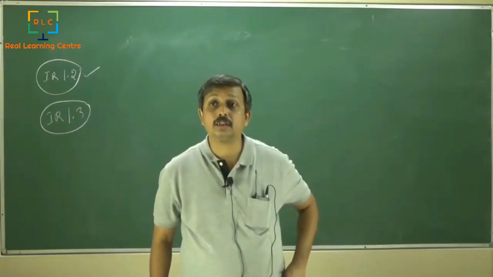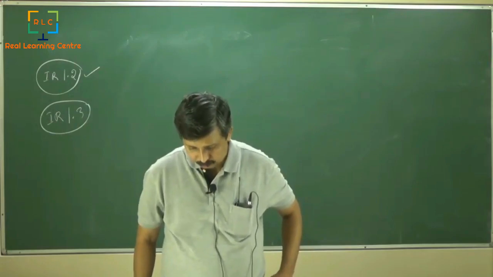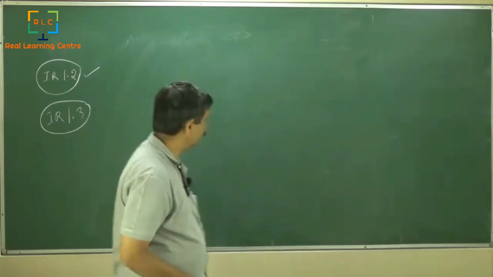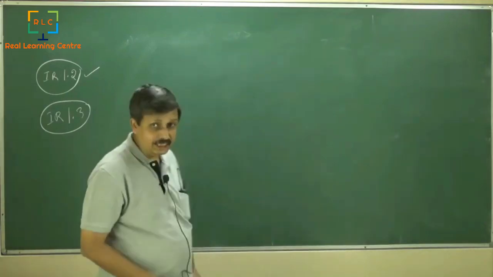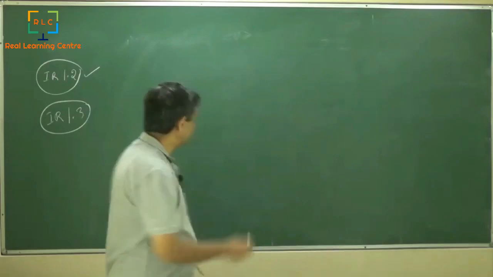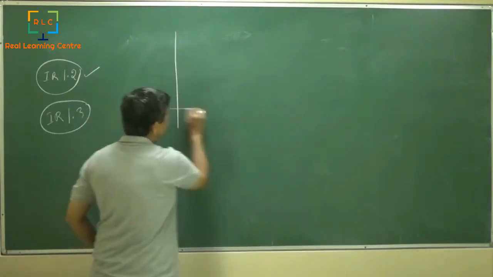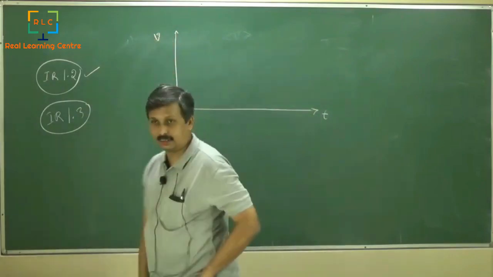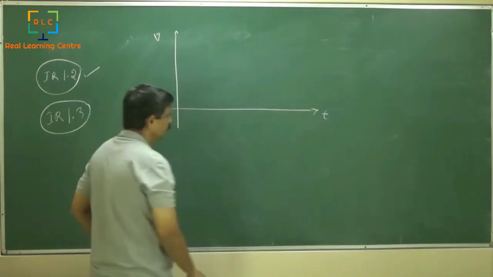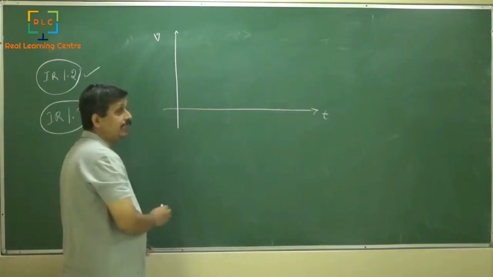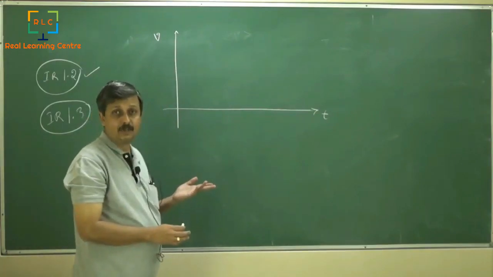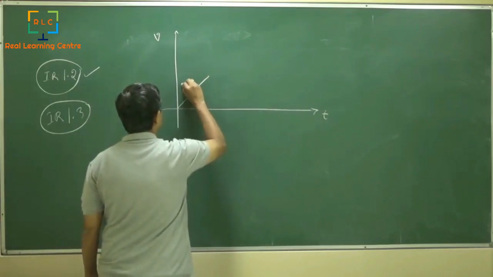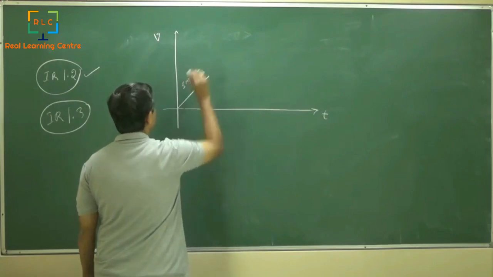So, what was our question? First let us visualize the question. Initially, it starts at some point, and I am going to draw a v-t graph for this. That will give a very good understanding of what is happening, because velocity is changing. Initially it increases its velocity from 0 to something at a rate of 5 meters per second square. That is the acceleration.